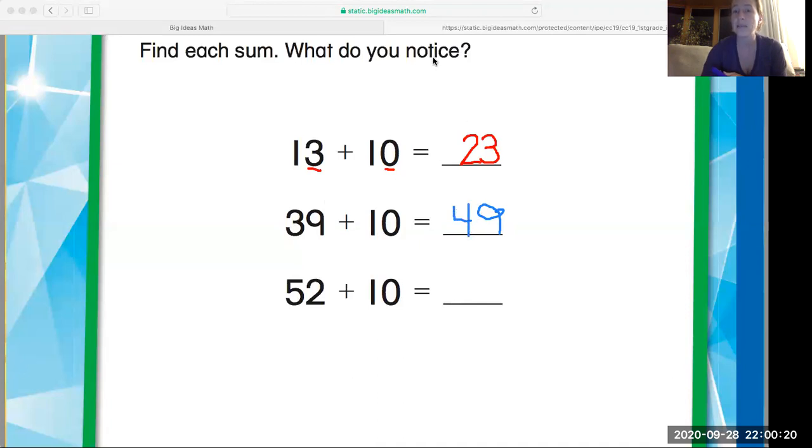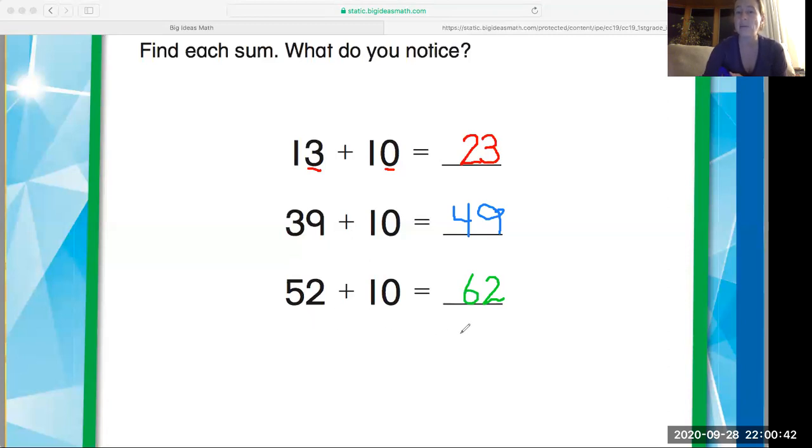I'm going to do the same thing on my last numbers. If I have 2 plus 0, that's 2, right? I start with 2. I don't add anything to it. It's 2. And then I'm going to add my tens. 5 tens plus 1 ten is 6 tens, 62.